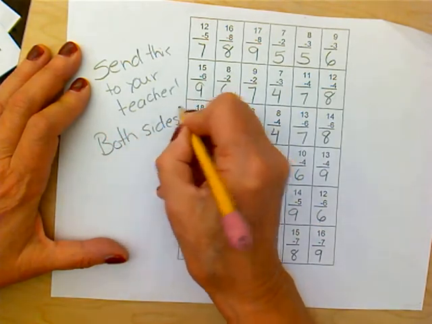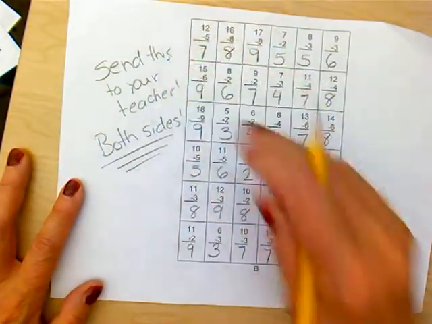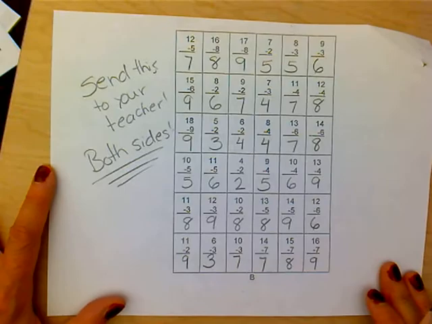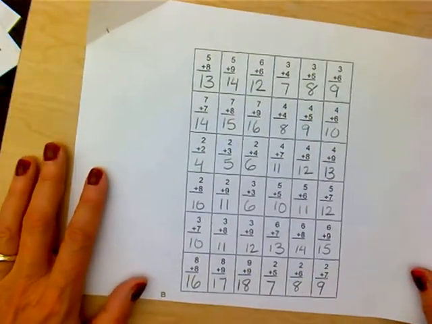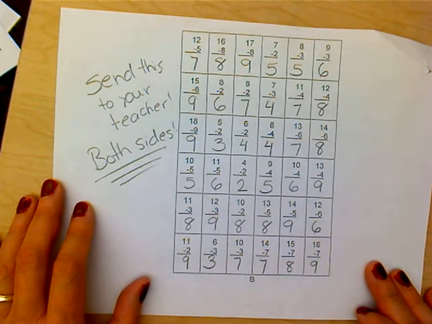This is very critical to your students' math success. So you are going to send the 36's sheet to your teacher in a picture, and we will need to have both sides. So we're going to see a picture of the addition side, and we're also going to see a picture of the subtraction side. This will be your exit ticket for tomorrow.